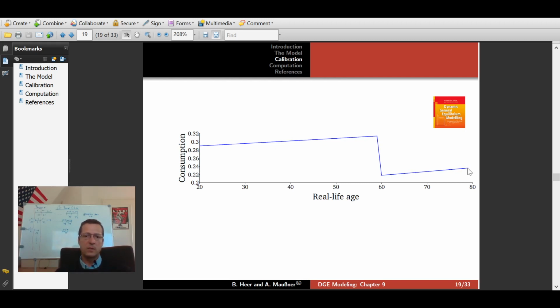Now, this consumption age profile is not realistic. We do not observe this huge decline at retirement age. We do observe instead a hump-shaped consumption age profile. Consumption again peaks around age 50, 55, and then declines until age 80. And we do not observe a drop at age 60. Where does this come from?